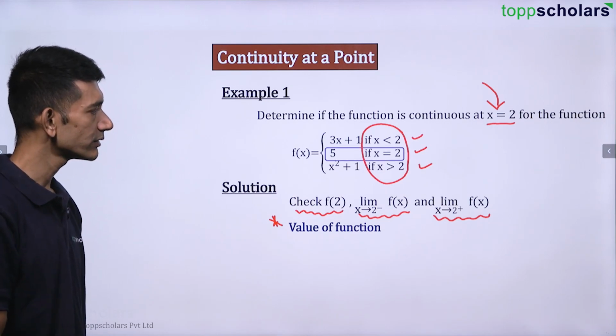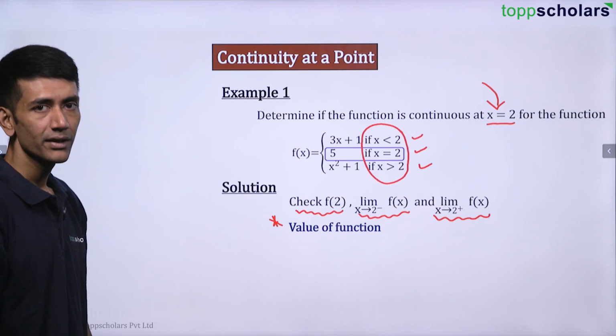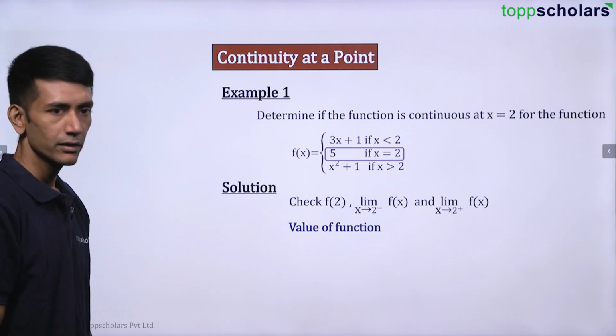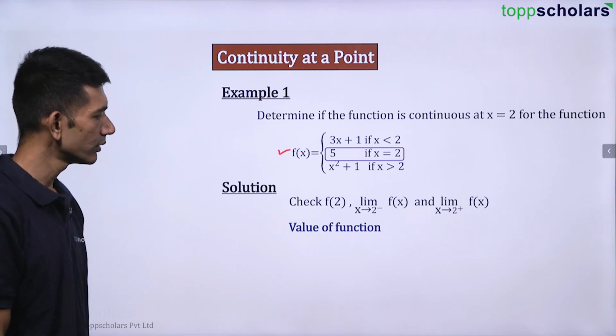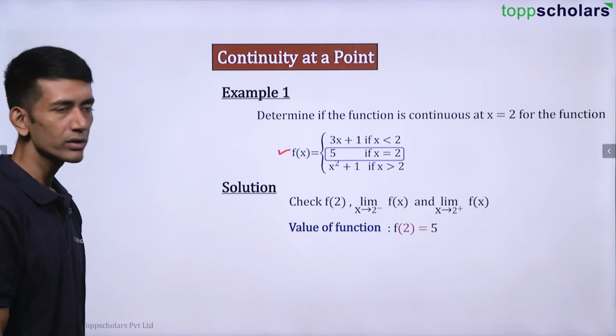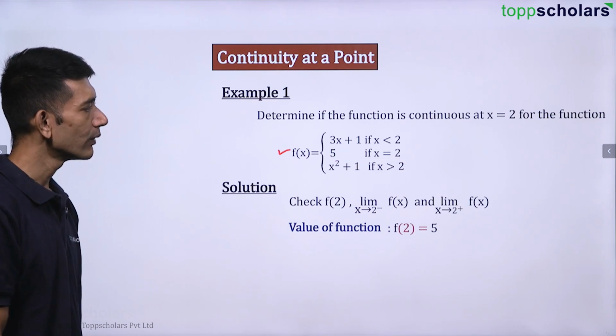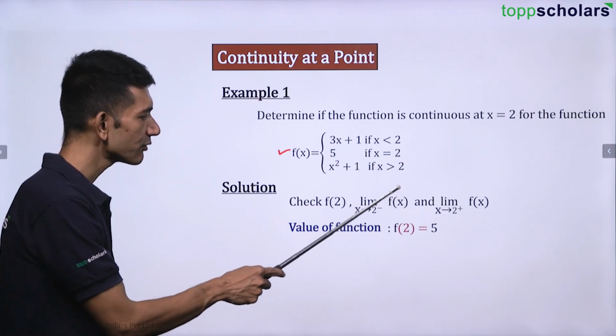f(x) is already given to us. f(x) is 5 when x is equal to 2. Correct? The value of the function f(x) is 5 when x is equal to 2. So f(2) is 5, already given. Now, let us talk about the left hand limit, this part.